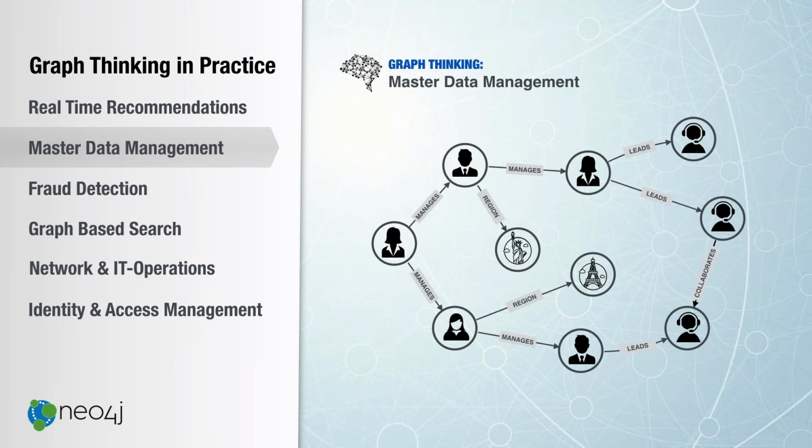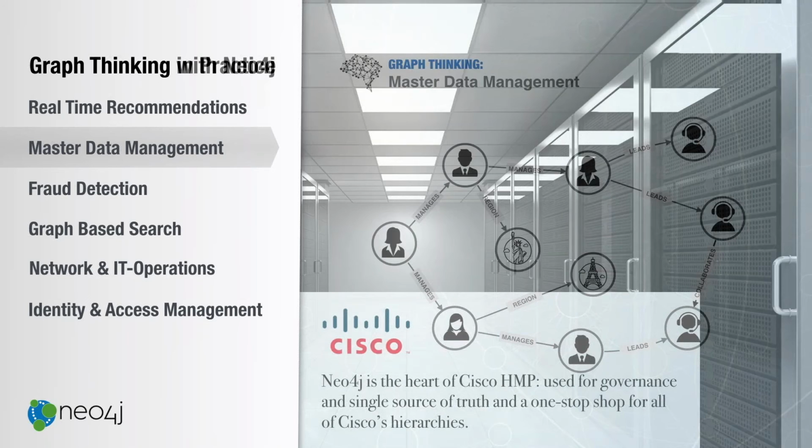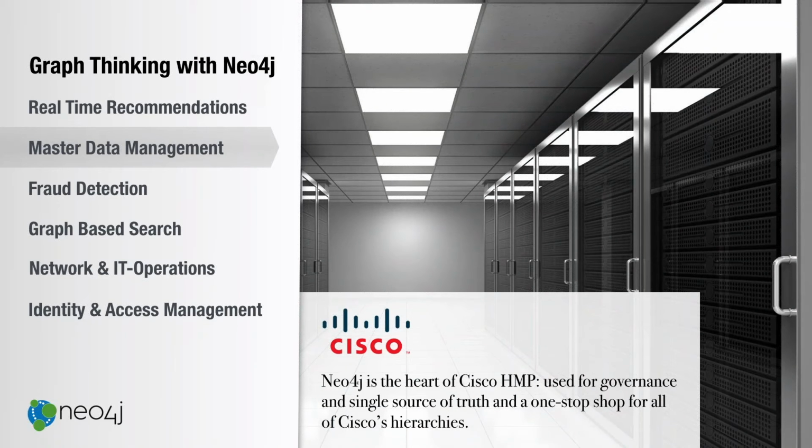And it's very clear that this is a graph. We have people who manage other people within our organization. Those people lead particular projects and collaborate with other employees on those projects. They may represent certain regions from a sales territory perspective. And you can see that all of this is really relationships that are built on the fly as the business changes. We have leading companies like Cisco using us to determine whether things are appropriately governed within their organization, and having this one single source of truth for the hierarchies that Cisco has.